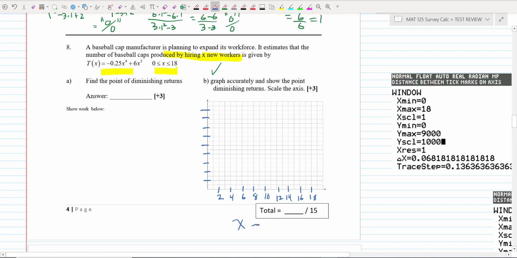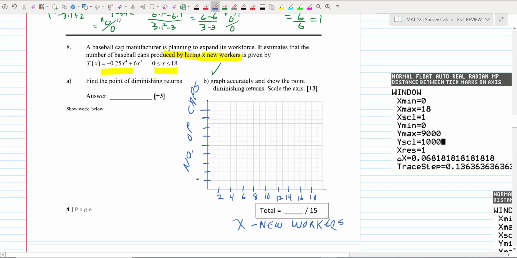X is X new workers. Okay, that's what that is. Tell me what it means, okay? You're giving a graph that has meaning to it. And then what this says, it says the number of baseball caps produced. So this axis here is number of baseball caps. If I put number of caps, that's good enough, okay?